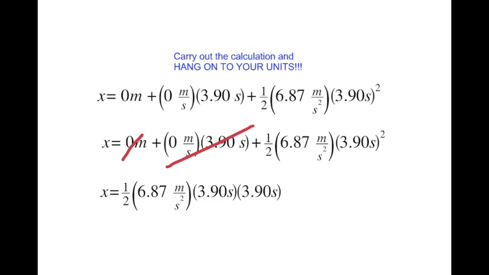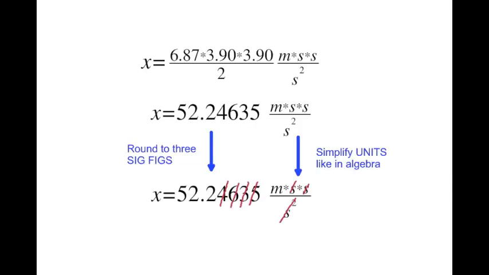So I can cancel the first two terms because they're both just 0 or something multiplied by 0. And I'm just left with the third term, which is 1/2, then 6.87 meters per second squared, times 3.90 seconds, and that whole thing squared, which I'm just going to rewrite as 3.90 seconds times 3.90 seconds. So now I can take all my numbers and put them in one fraction, and then I can take all my units and put them in another fraction and solve them separately.